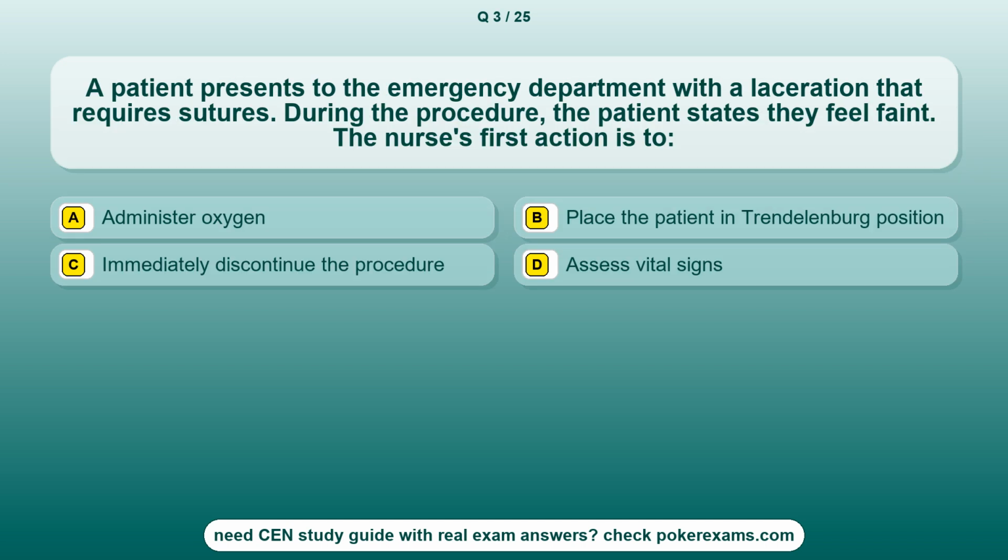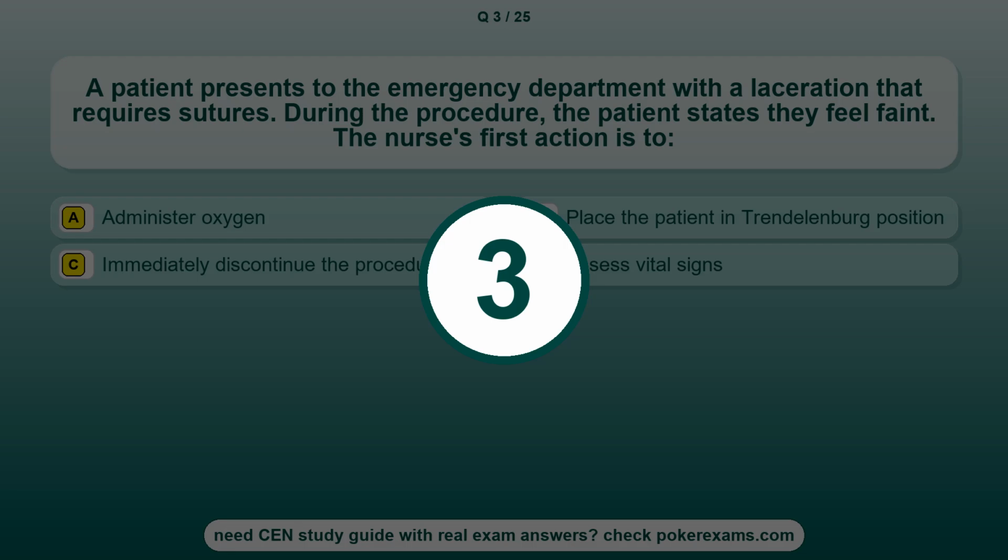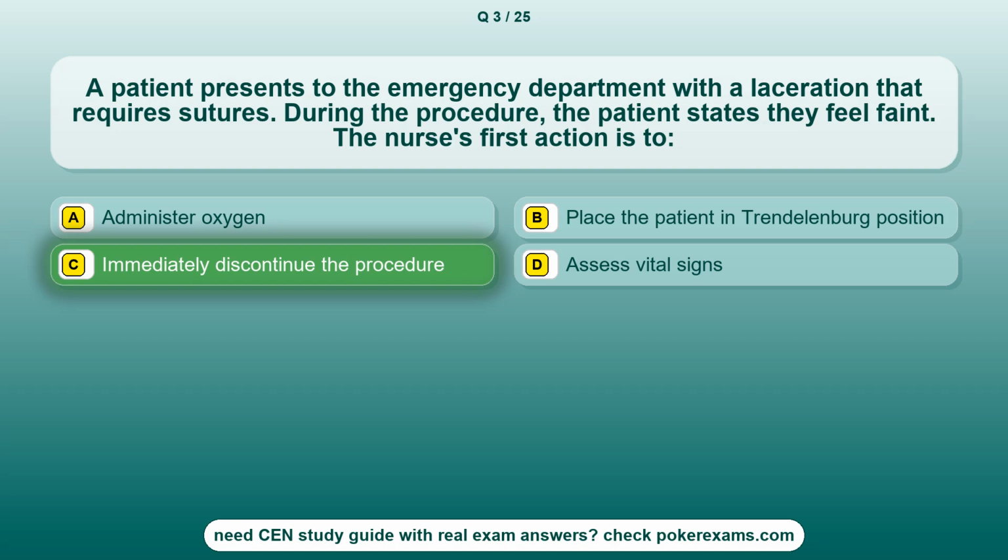Question 3. A patient presents to the emergency department with a laceration that requires sutures. During the procedure, the patient states they feel faint. The nurse's first action is to: Option A, administer oxygen. Option B, place the patient in Trendelenburg position. Option C, immediately discontinue the procedure. Option D, assess vital signs. The correct answer is option C, immediately discontinue the procedure.